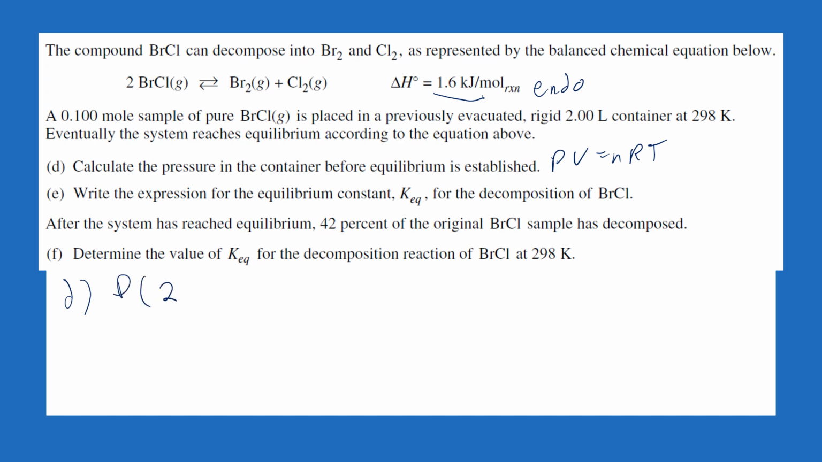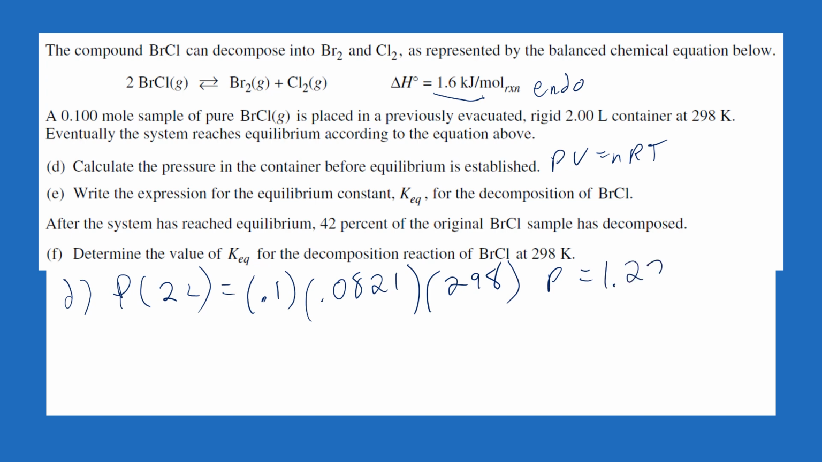We have a 2-liter container. Make sure your volume's in liters. We have a 0.1 mole sample. The gas constant is 0.0821, and our temperature in Kelvin is 298. You just need to solve for P, which is 1.22 when you plug that in, atm.